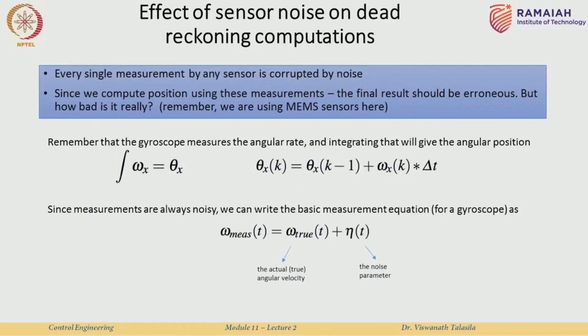Effect of sensor noise on dead reckoning computations. We have seen the first order difference equation for computing the angular displacement once you measure the angular rate. This is the first order differential equation, and this is what gets implemented in your computers. Now, it is important to remember that every sensor, not just inertial sensors, every sensor you are going to use, has measurements that are highly corrupted by noise.